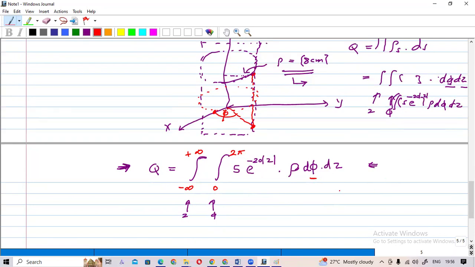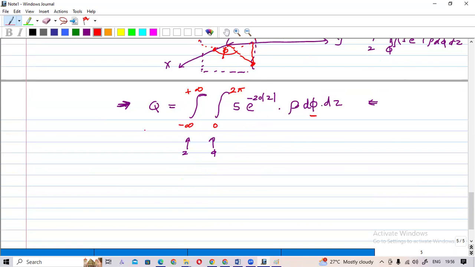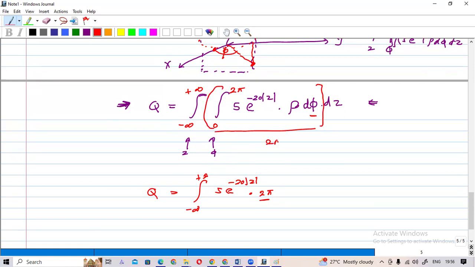If you integrate with respect to phi, there is no variable in phi, so you will have phi here. 2π minus 0, you will have 2π. So you will have the integral from minus infinity to plus infinity of e to the power minus 2|z| dz, into 2π. This is the result coming from this derivation. If you consider this derivation, the result is 2π.